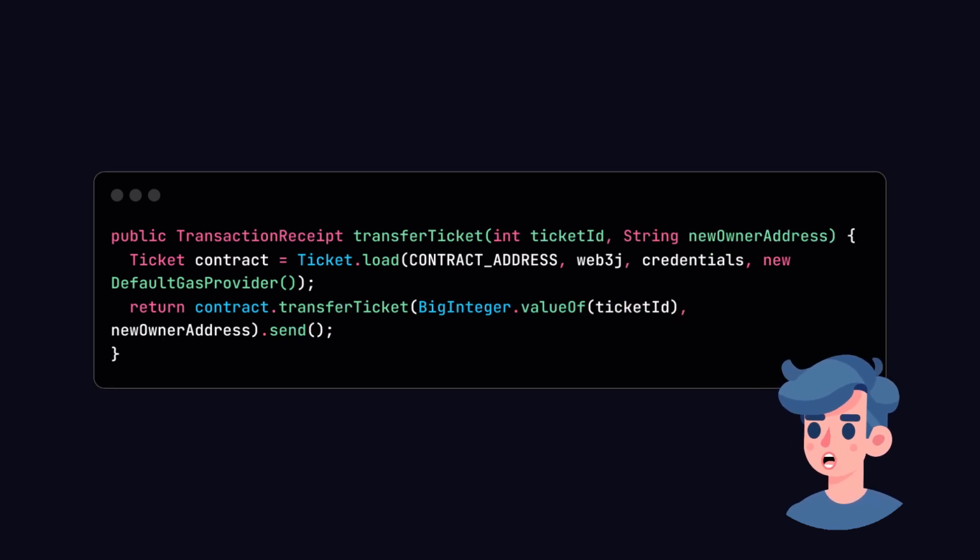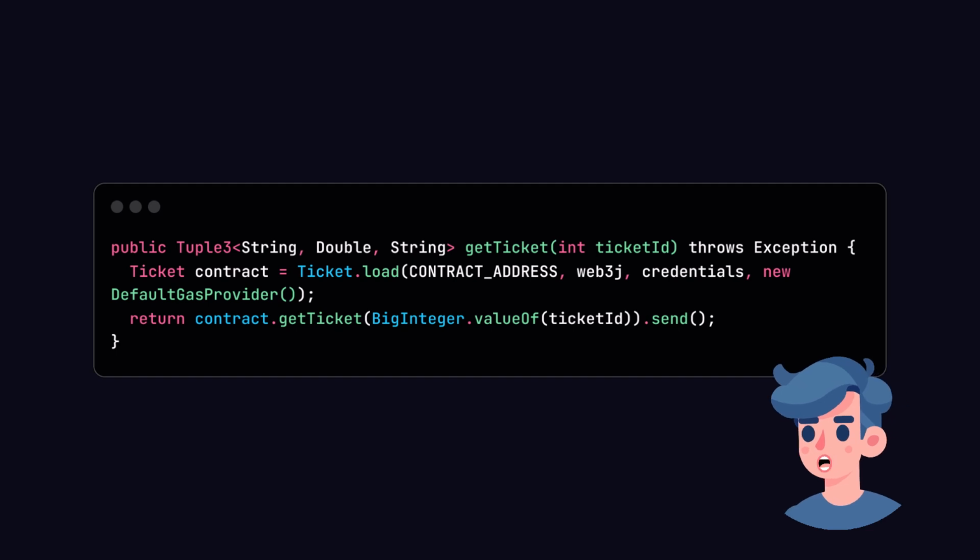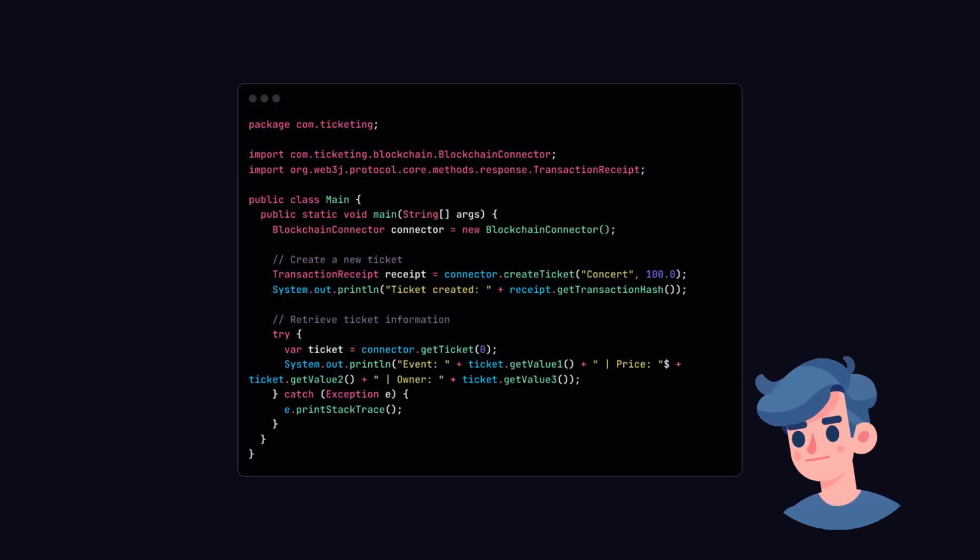Now, let's create a method to transfer ticket ownership to another account. Next, we will implement a method to retrieve ticket information. This provides transparency and confidence to ticket holders. Now that we have all our methods in place, let's demonstrate how we can use these methods in our application. Create a new class called Main. This will serve as the entry point of our application.